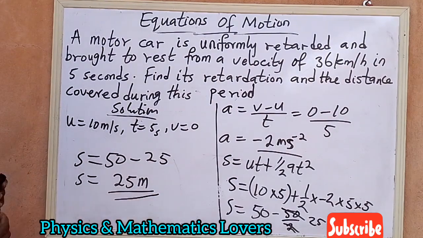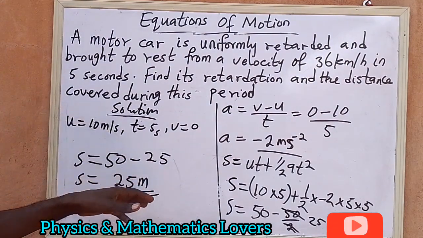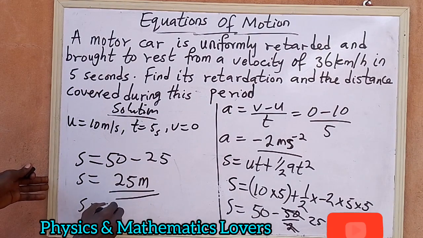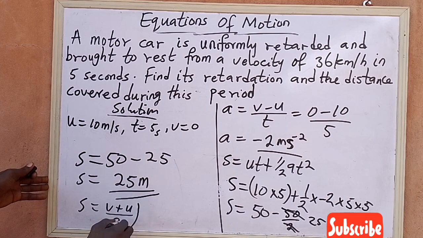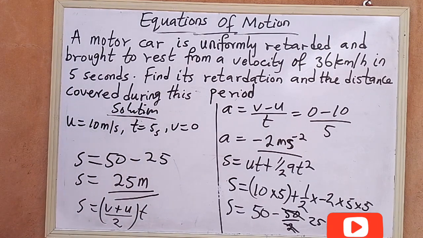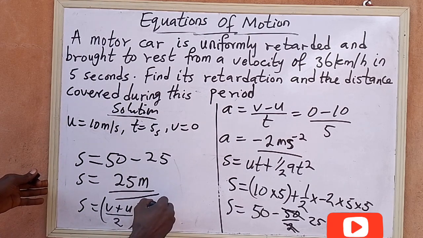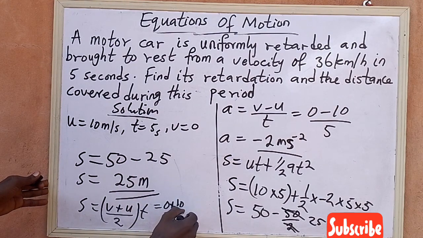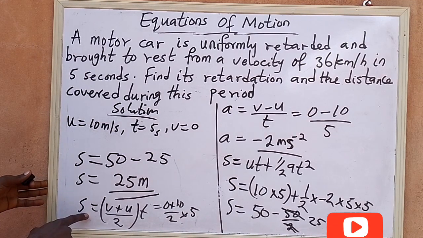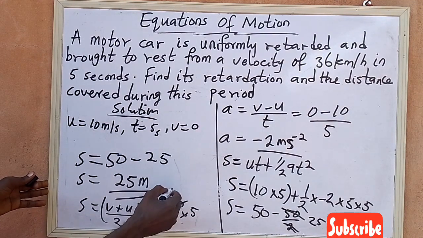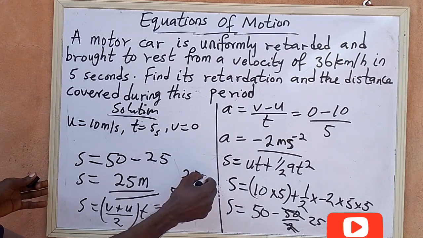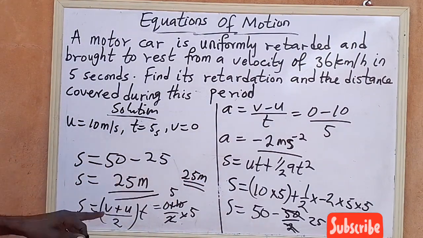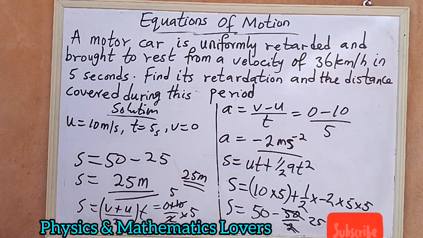So that's the answer. You can still use any of the other equations. You can even use s equal to v plus u all over 2, multiplied by t. If you use this, it will still give you the answer, because v is 0. So we have 0 plus 10 all over 2 times 5. If I use this one, it will still work. Then 2 cancels 10, which is equal to 5. 5 times 5 is equal to 25 meters. See, the same thing as when we use the other formula to get it. If you use the other one that has to do with distance, it will still give you the same answer.